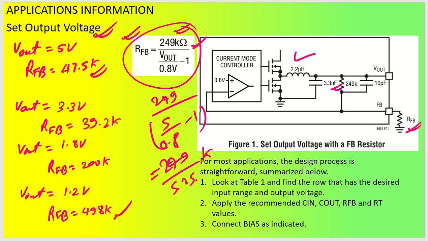All these calculations you can do by yourself, or otherwise you can look into Table 1 to get your desired input range, the output voltage setting, and the corresponding input capacitors, output capacitor, RFB values, that is the feedback resistor value, and the switching frequency setting resistor value. The bias voltage will be connected as indicated, which we will look into. Now let us see Table 1 to understand what information is given here.